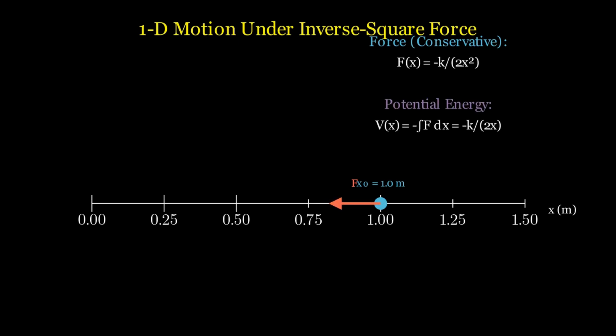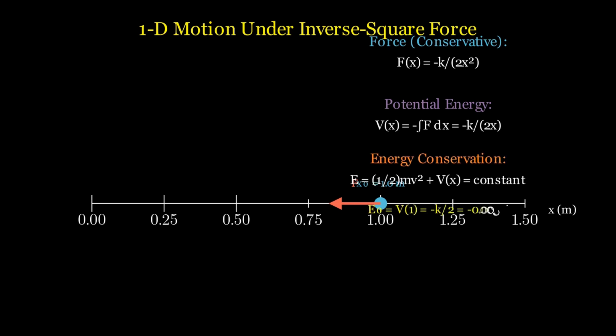We can define a potential energy function by integrating the force. V of x equals negative integral of F dx, which gives us negative k over 2x. This potential energy well gets deeper as we move closer to the origin. Now here's the key insight. Total mechanical energy is conserved.